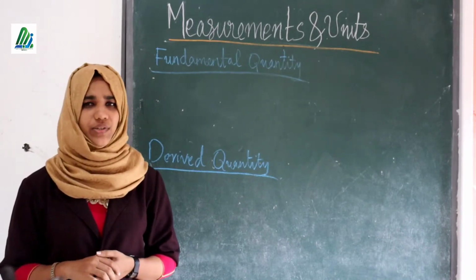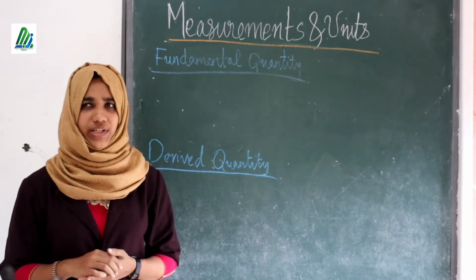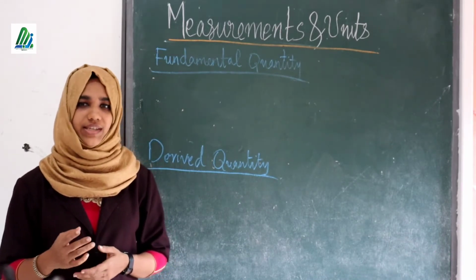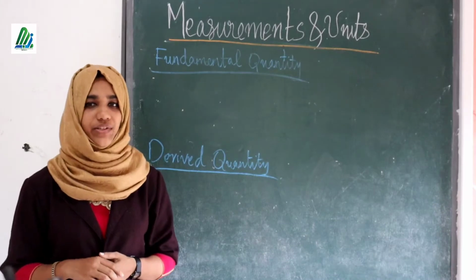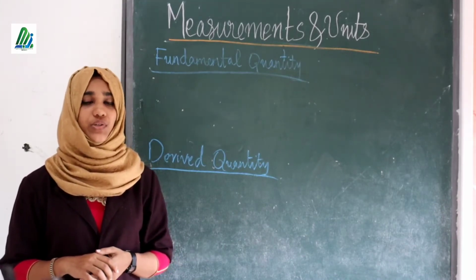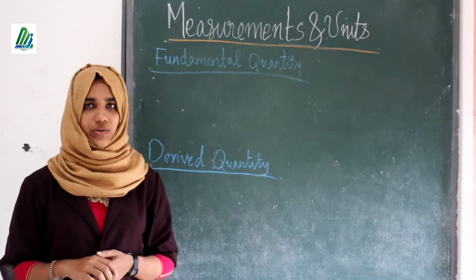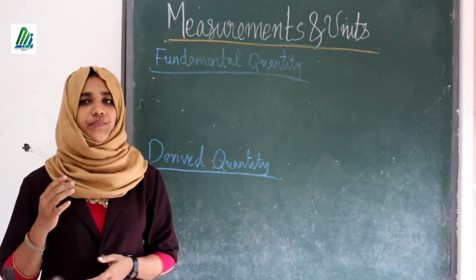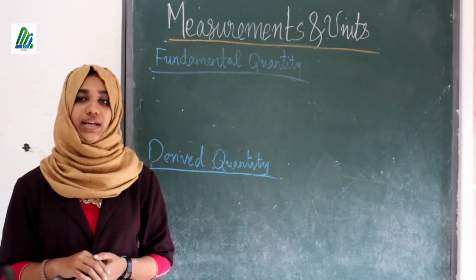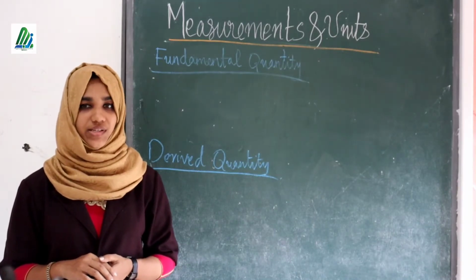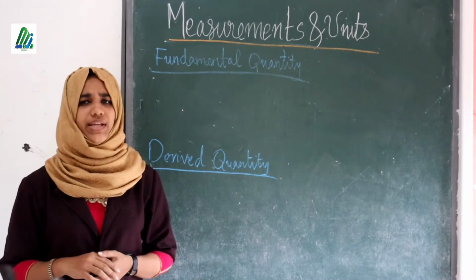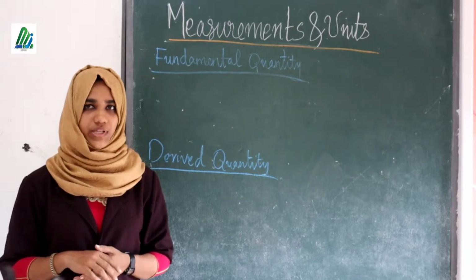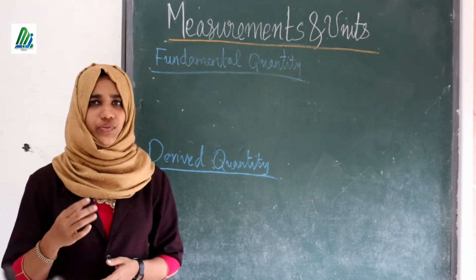What do you mean by fundamental quantity? By definition, we can say quantities which are not related to one another and cannot be expressed using other quantities are called fundamental quantities. Simply, we can say it does not depend upon any other physical quantities for its measurement. I think all of you got it.